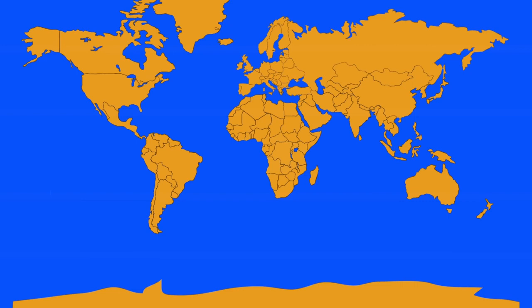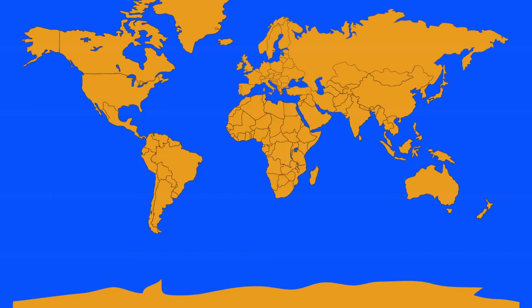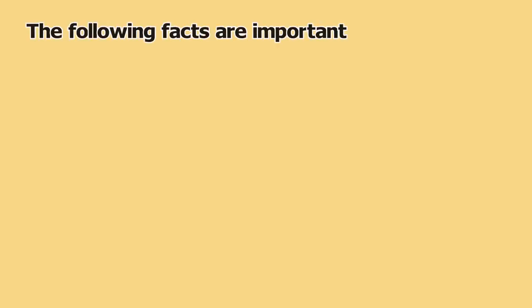In this video, we shall learn about the development of monsoons in India. Well, the monsoons in India are experienced in the tropical area, roughly between 20 degrees north and 20 degrees south. To understand the mechanism of monsoons, the following facts are important.